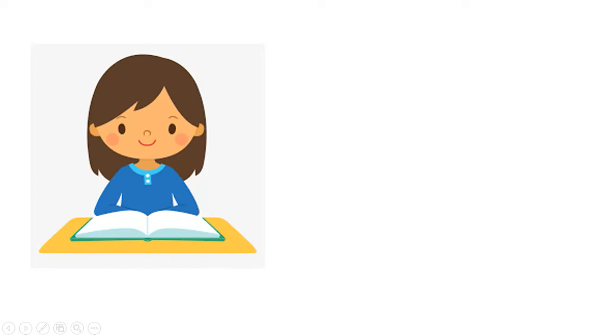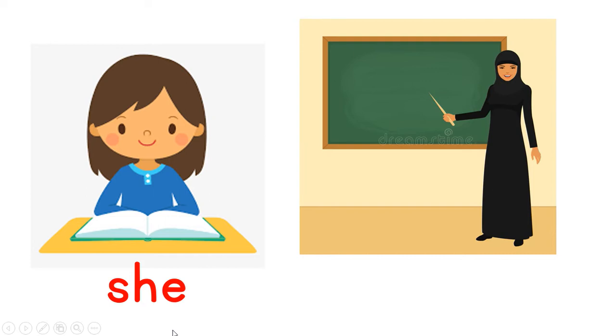Yes, who is this? She's a girl. She is reading a book. Yes, she is a girl, so we use she for a girl. Read. She. Who is this? This is a woman. She is a teacher. She is teaching something. Yes, we use she for a woman. We use she for a lady teacher. Remember, we use she for a woman and also we use she for a girl.